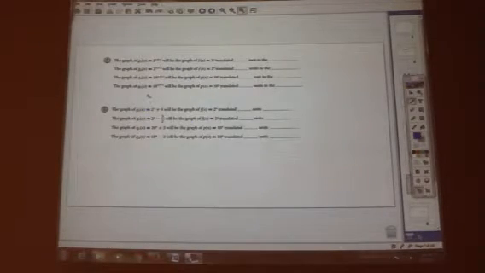Letter C, top of page 716. The graph of g of x equals 2 to the x plus 1 will be a graph of f of x equals 2 to the x translated 1 unit to the left. Same thing, remember it's opposite if it's with the x. The graph of g of x equals 2 to the x minus 4 will be translated 4 units to the right.